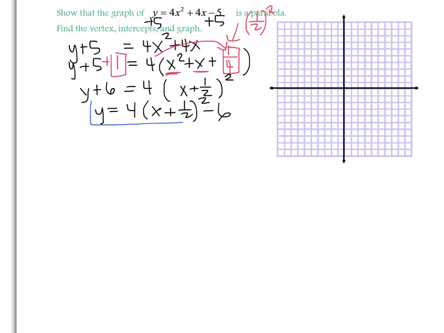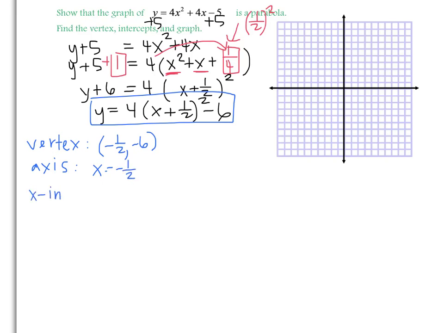And we can get all those features that we need. Starting with the vertex, that's just h and k, nice and easy. So we're going to get negative 1/2, negative 6. The axis of symmetry is the vertical line that goes through that x coordinate. And then the x-intercept always takes a little bit of work because we're setting the entire equation equal to 0. So we get 4 times x plus 1/2 squared minus 6. So first I'll add 6 to both sides.